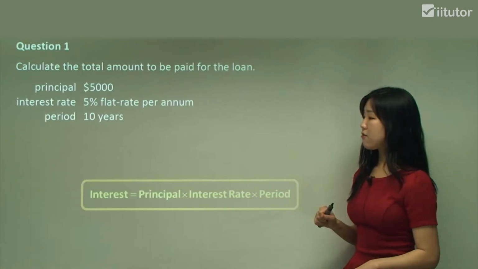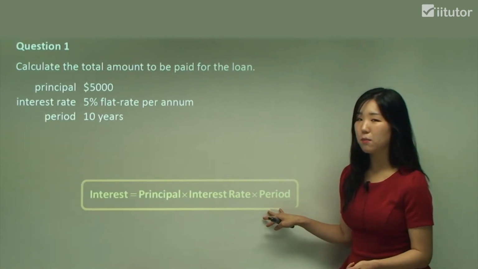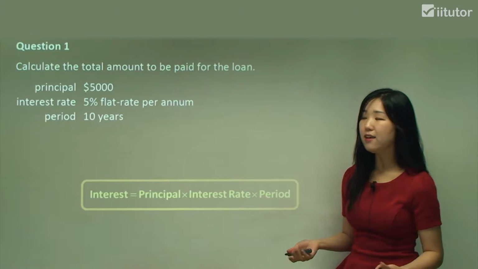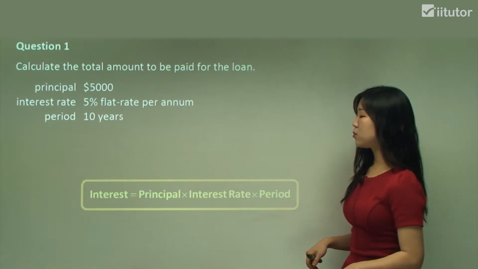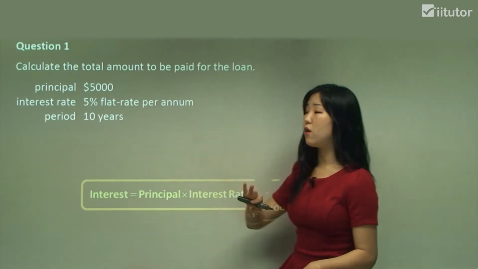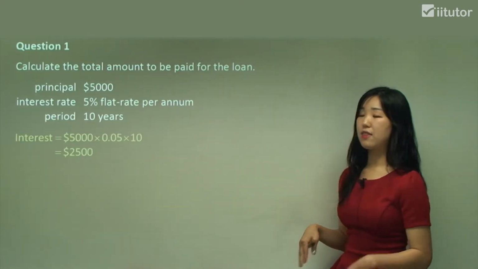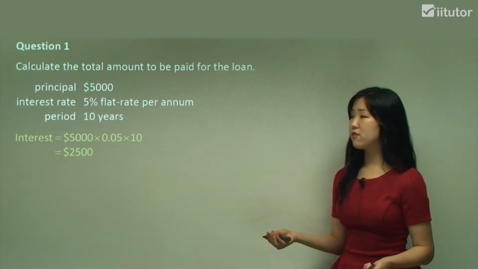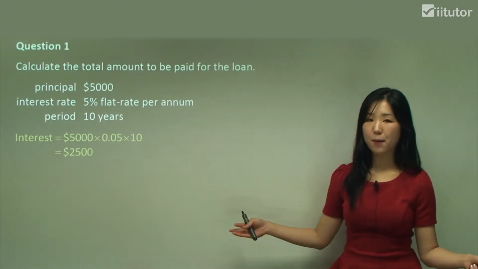So interest, our formula here, I'm just going to give this to you here, but make sure it's already stuck in your head. So interest is principal times rate times period, which means we can just multiply these three numbers all together and get $2,500. So that's the interest that we pay over the 10-year time.